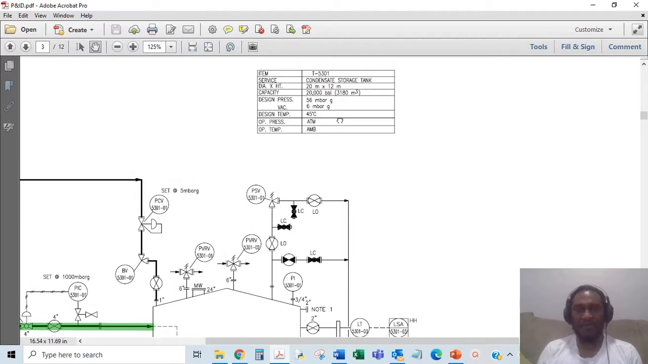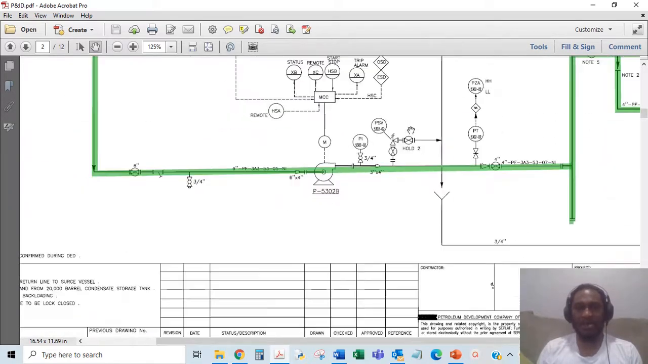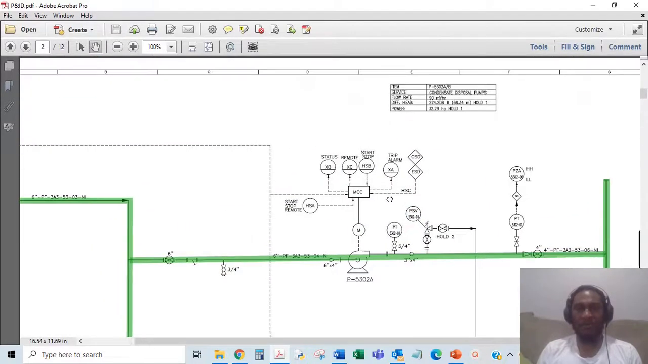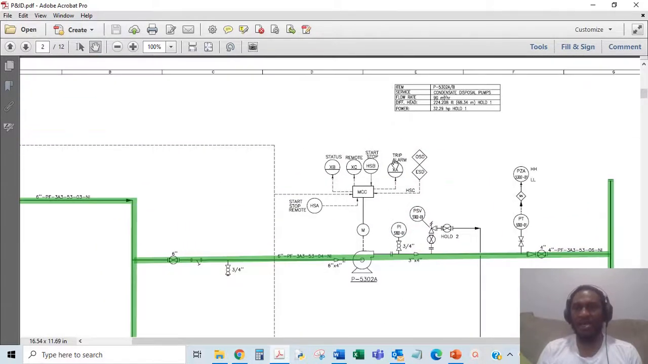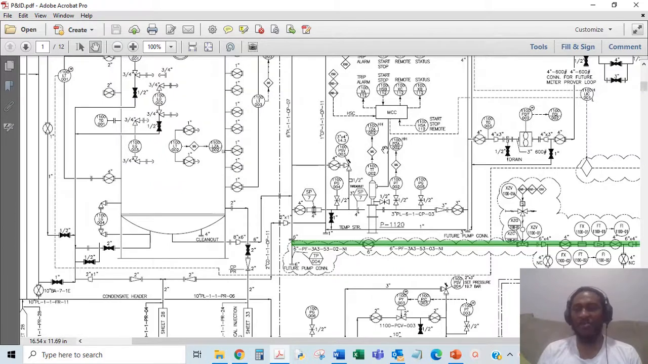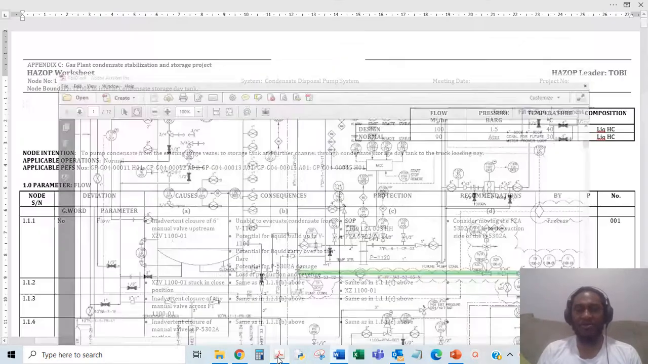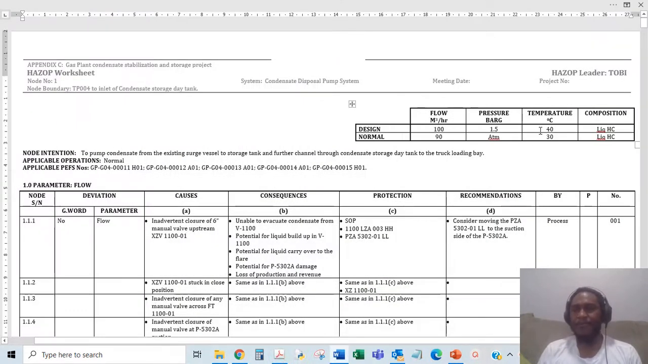So you would have your pressures, you can see pressure, atmospheric, you can see the flow rates here, and temperature, of course, all those things are here. And then you pick them up from everything in the node, and you use that to populate this. And then you go into the node intention. That's what the idea of the node is about, what you want to achieve with that node, what the node is supposed to do.